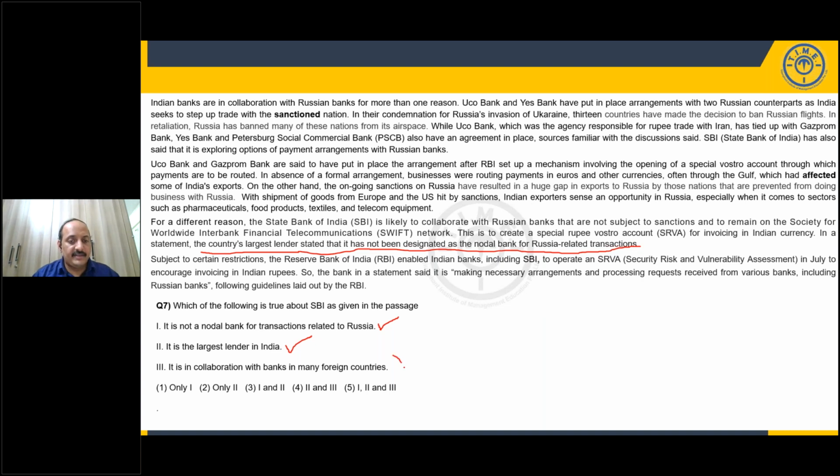So 3 gets eliminated. Do I have an option called 1 and 2? Yes, option number 3. Option number 3, 1 and 2. So that becomes my answer. What is true about the SBI? It's not a nodal bank for transactions related to Russia. It's the largest lender in the country or in India. So option number 3.